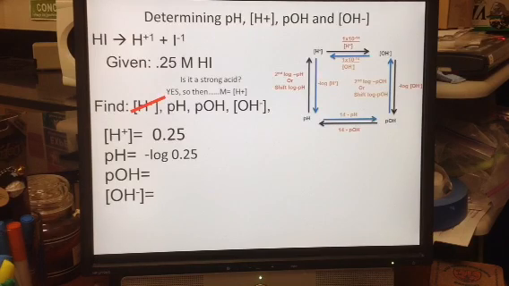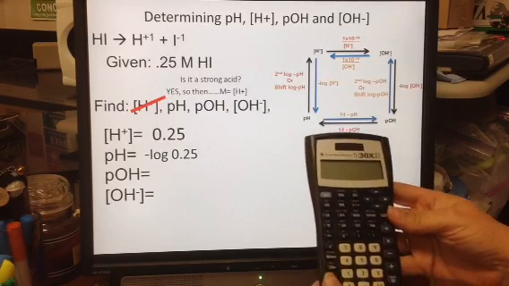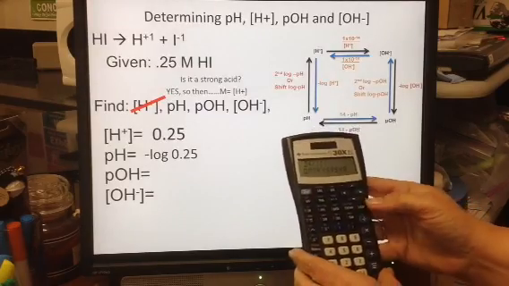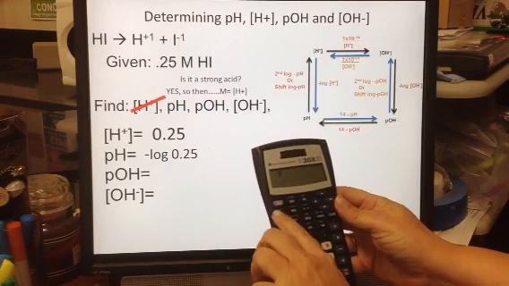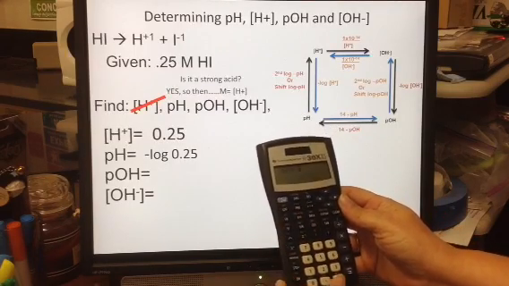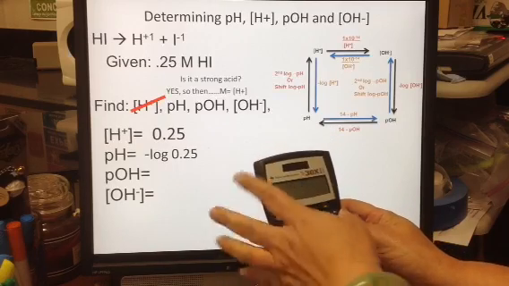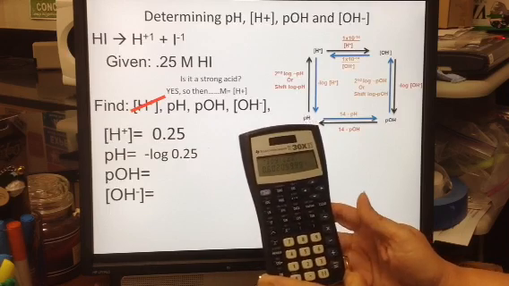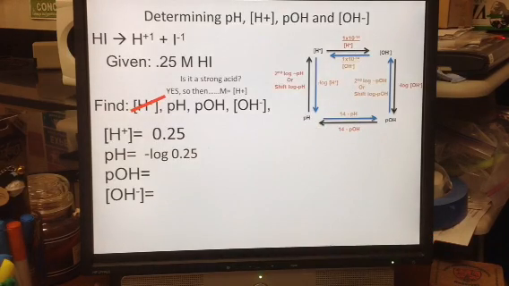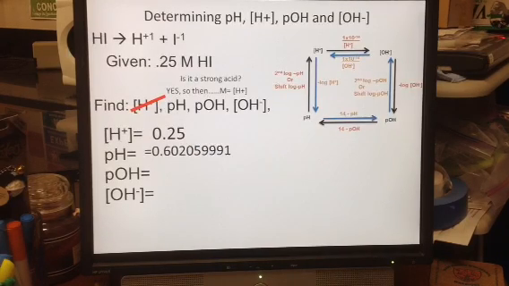If you have instead possibly a Texas Instruments calculator, the negative button is down here, the log button is here, log of 0.25. Notice that it opened a parenthesis, so I close it up for it, and I still get, of course, the same answer that I got a moment ago on the other calculator, which was 0.6. That's my pH.